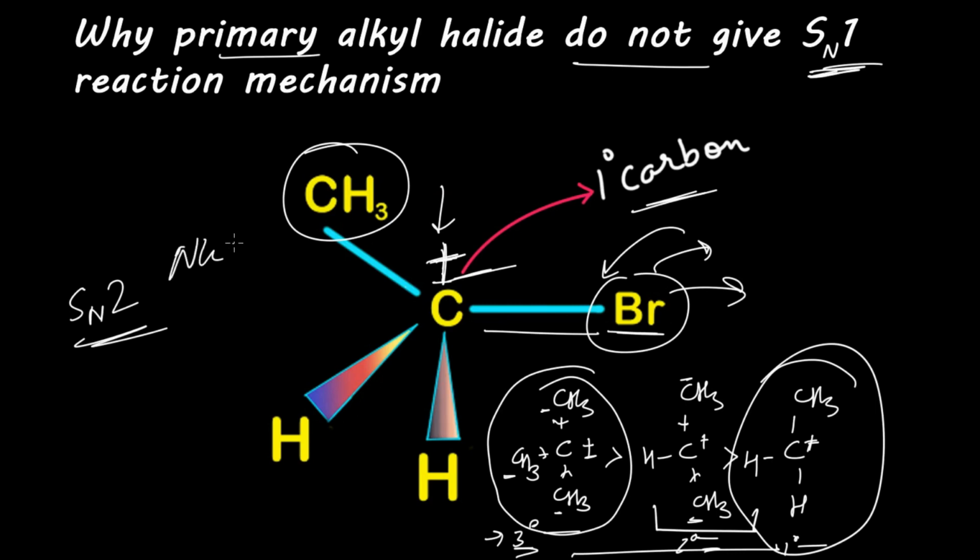Some nucleophile will attack from the backside and force the halogen atom to leave, right? That's what happens in the case of primary alkyl halide. I hope I am clear.